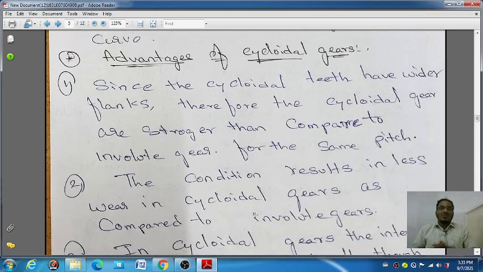What are the advantages of cycloidal gears? Cycloidal gears have a wider flank. Therefore, due to the wider flank, cycloidal gears are strong compared to involute gears. For the same pitch, cycloidal gears are stronger than involute gears.